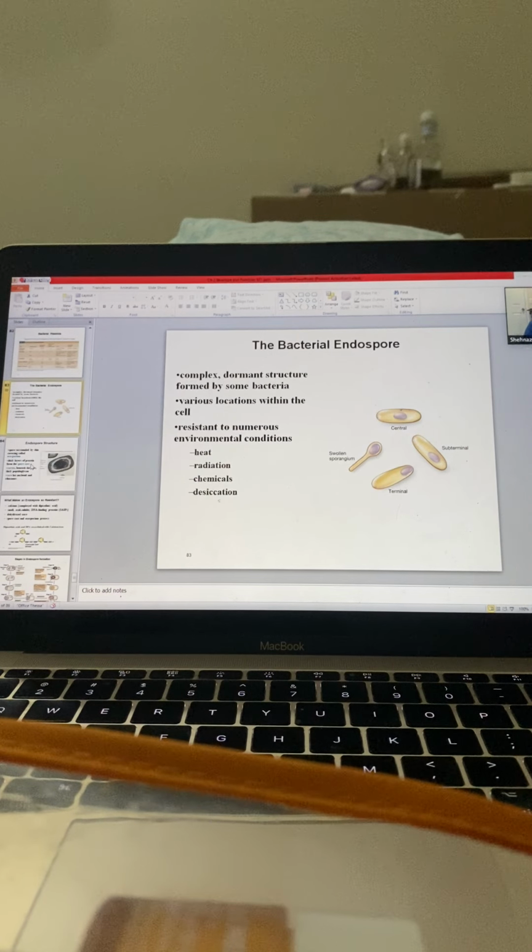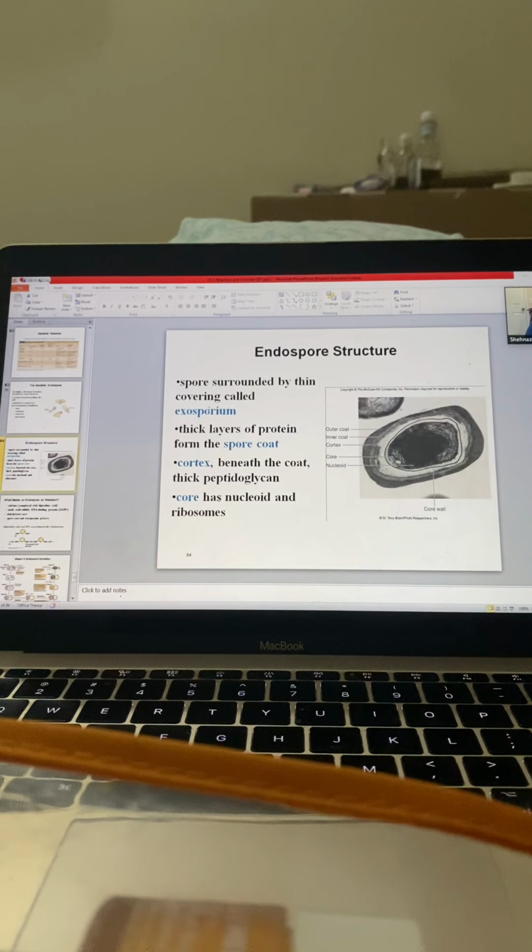So here is a picture of what the spore is composed of. These are various layers that surround your spore. The spore is surrounded by a thin covering, which we call the exosporium. So the outside is an exosporium. And then inside it is a thick layer of protein that forms the spore coat. So there is the coat, the outer coat as we call it. And then there is the cortex, which is under the coat. And that cortex is made of peptidoglycan. So there is peptidoglycan in the cortex of the spore.